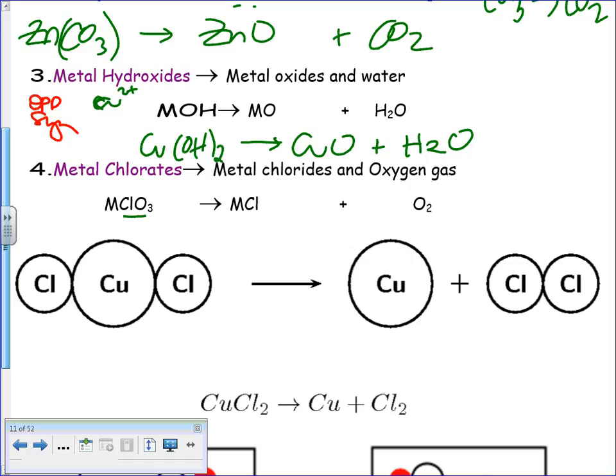So if you're looking at a chlorate with chlorine and oxygen in it, and you're trying to figure out which gas to make, choose the less deadly one. Okay? Keep yourself alive. So you're making oxygen gas. So let's do potassium. Give me potassium chlorate.